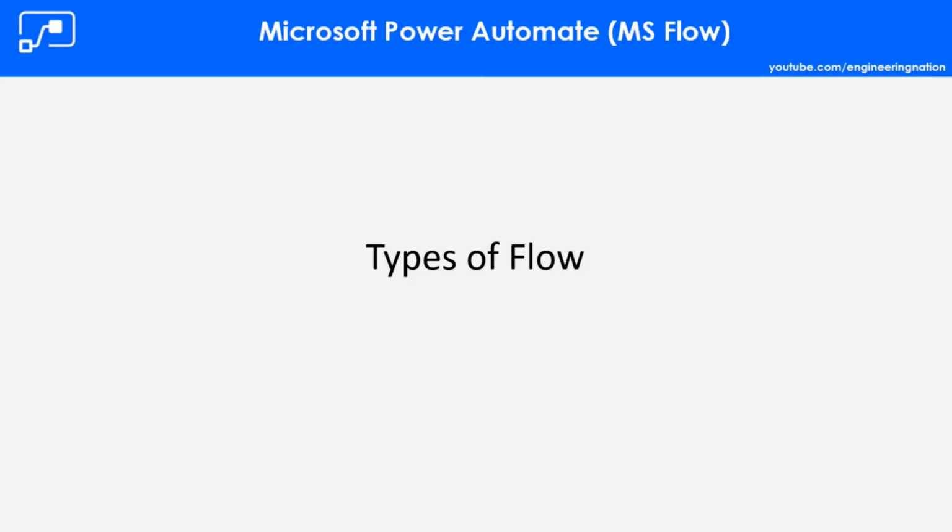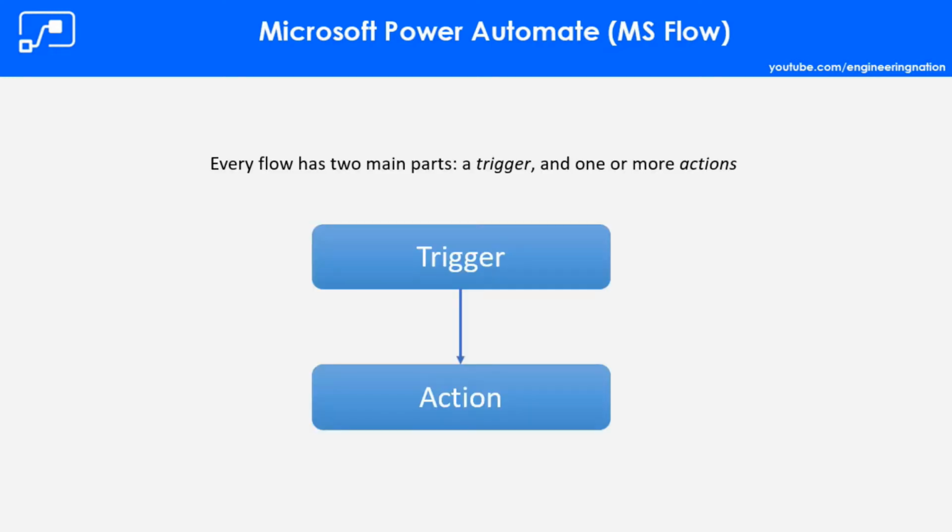Today let us see the types of flow that we have in Power Automate. Basically every flow has two main parts. The first is trigger and the second is action. We can have one or more actions in our flow, but we should have only one trigger. So here you can see we have one trigger and action. We have just the two main parts in Power Automate.